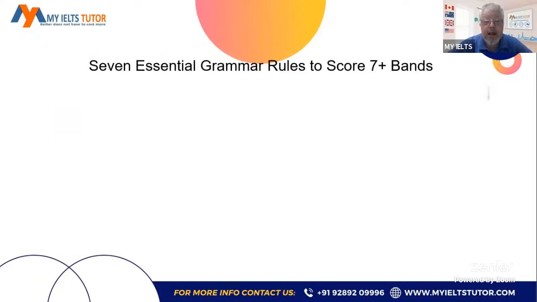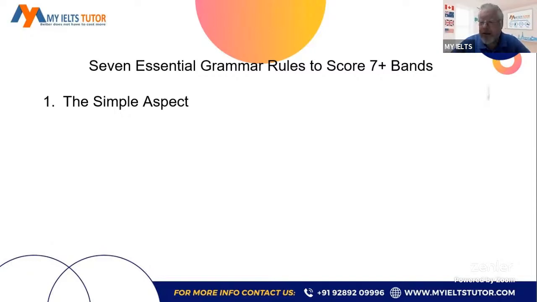Now let's move on. Now here are 7 essential grammar rules to score 7+ bands. So I've researched this on the internet. These will get you 7 bands, and then working on your grammar in the other areas that we just talked about will bring you up to 8 bands, okay? But these will certainly secure you 7+ bands, okay? So our first one is using the simple aspect, and we'll talk about each and every one of those.